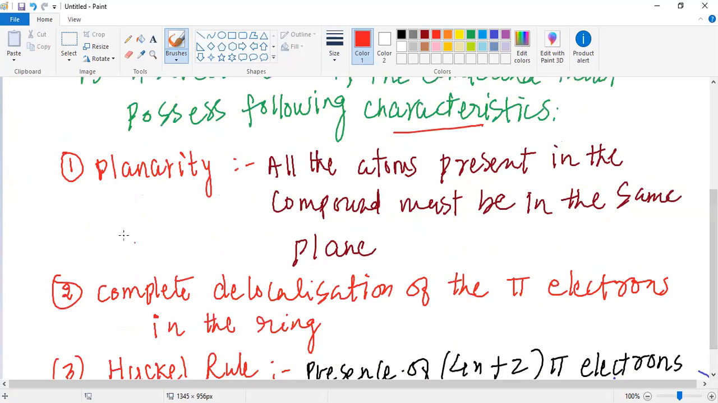The first characteristic is that the compound must possess planarity. What is the meaning of planarity? All the atoms present in the compound must be in the same plane. So all the atoms present in the compound must be in the same plane. Let's understand this with some example.